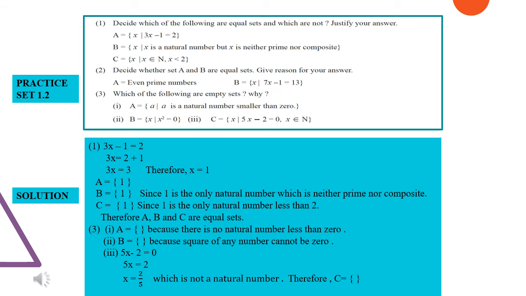Okay. Now question 2 is similar to question 1 which you are going to solve on your own. We move to question 3. One more thing, question 2 you will be doing in your notebooks after question 1. Okay.